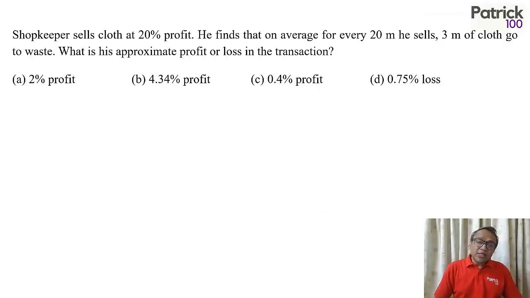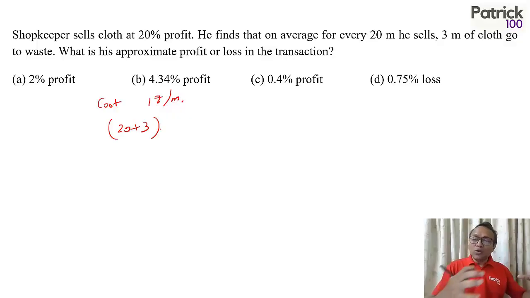The shopkeeper sells a cloth for 20% profit. He finds that on average, for every 20 meters he sells, 3 meters of cloth go to waste. One decent way of solving it is to assume the cost is 1 rupee per meter. That means the cost of goods is 20 plus 3 meters, the goods he sells plus what goes to waste. So his cost is rupees 23.